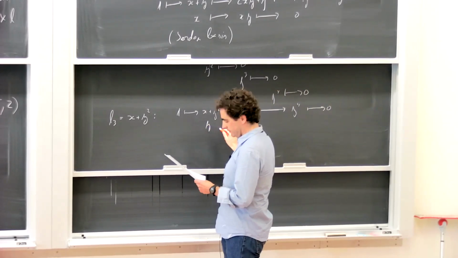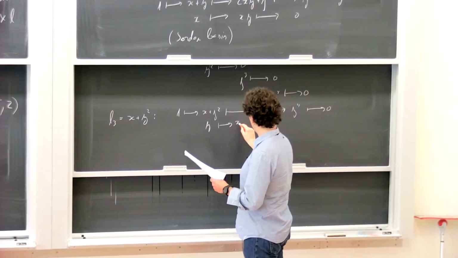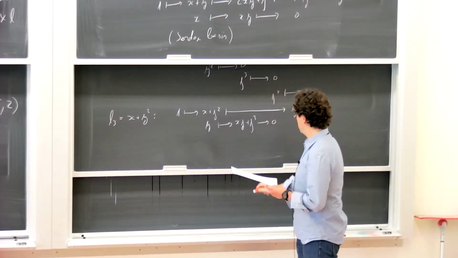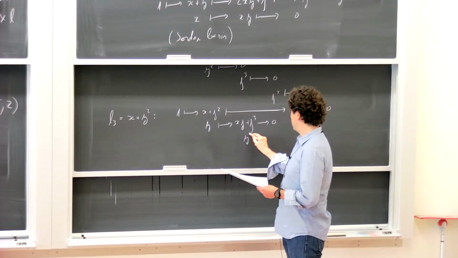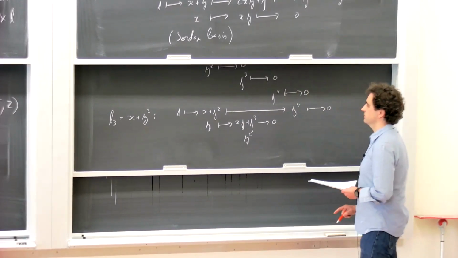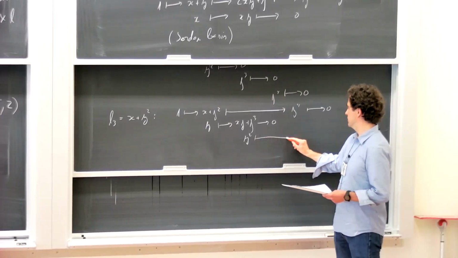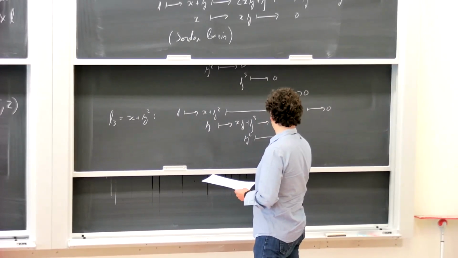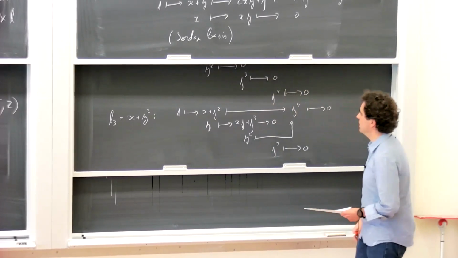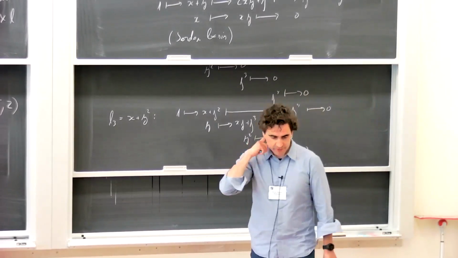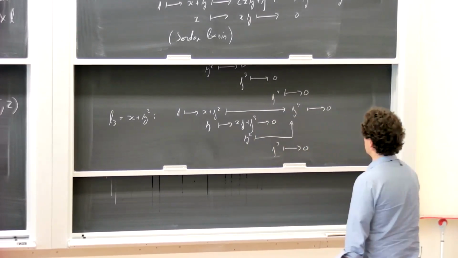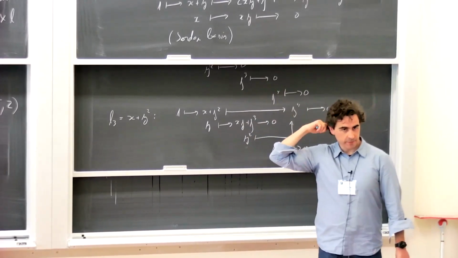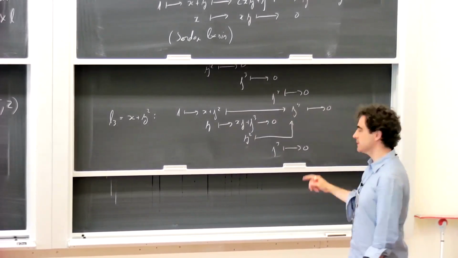If I take another element here, y goes to x y plus y cubed, and this goes to 0. Y squared. Now y squared is interesting because it does not go to 0. Y squared goes to y4. And finally, y cubed goes to 0. So what we have here is no longer a Jordan basis, because there is an element here that's not in the kernel.